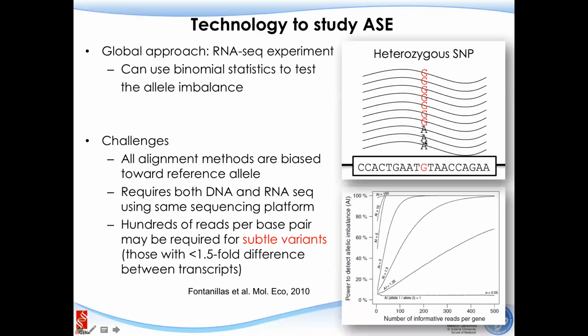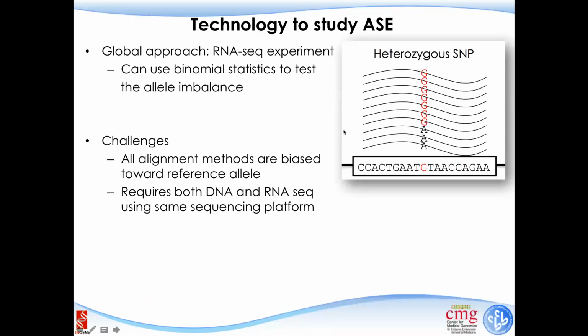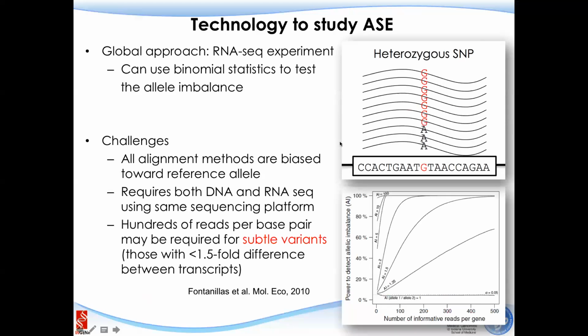But they may need hundreds of reads per base pair, especially mapping to the base pair with the SNP, to enable enough statistical power.